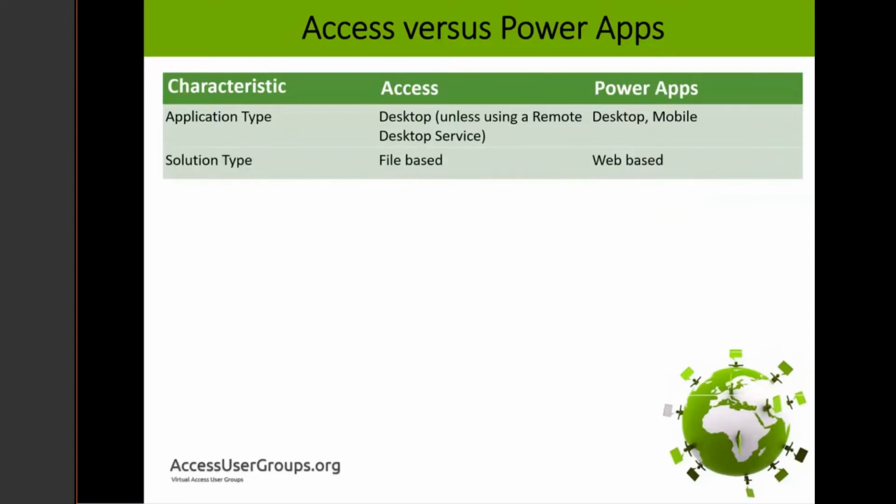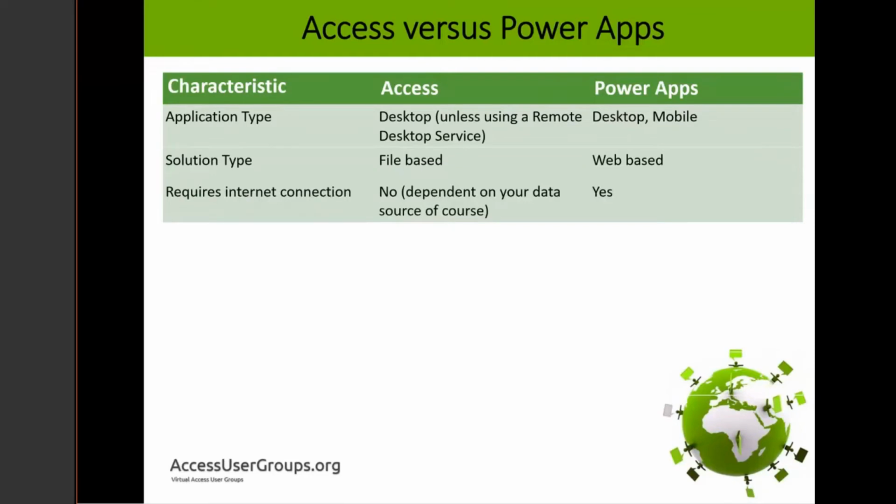The second is solution type. Access is a file-based solution. You get an ACCDB file or ACCDE file, or if you're working in the older versions, an MDB file, or several variants of both types of those. But it's contained within a physical file. And PowerApps is web-based. So there's no specific file that resides on your computer. It lives in the web at a particular address.